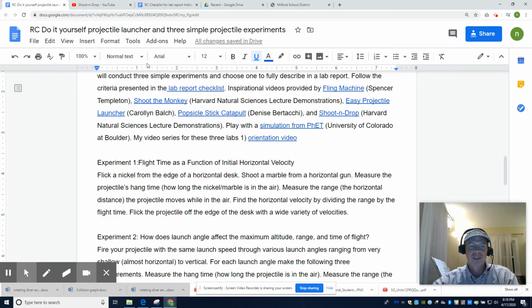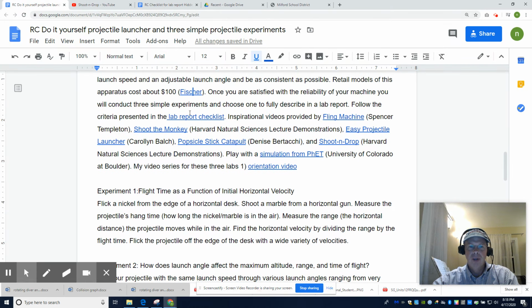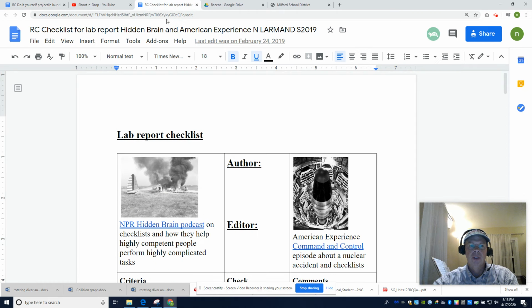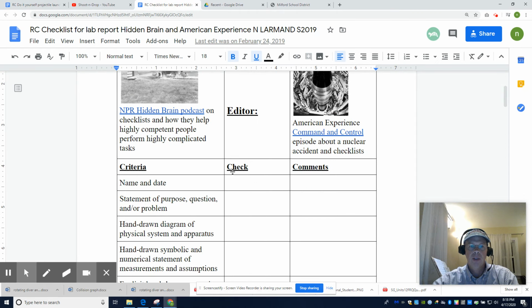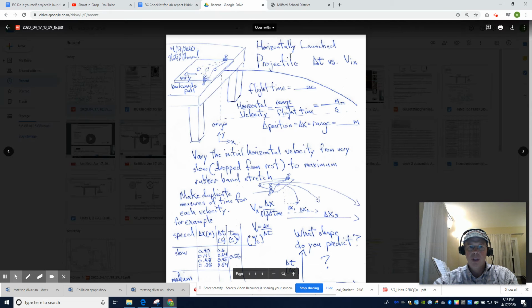So what is this sample calculation? Well, I say follow the criteria presented in the lab report checklist. So here we go. Here's the lab report checklist: name and date, statement of purpose. I was kind of weak with my statement of purpose. I simply titled it Horizontally Launched Projectile, T versus VIX. So this is the mathematical symbolic way of saying time as a function of initial horizontal velocity.